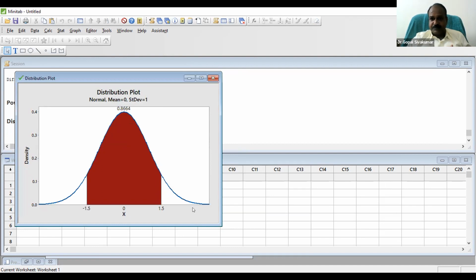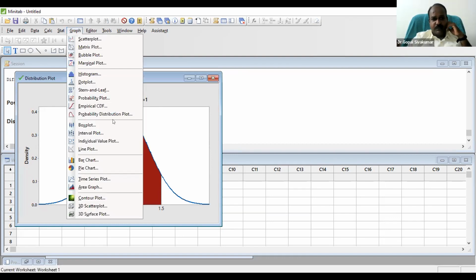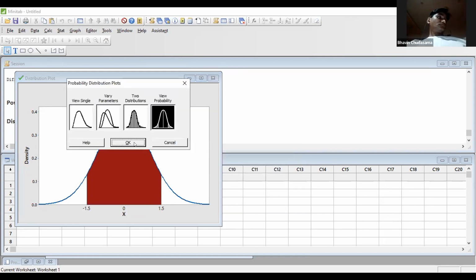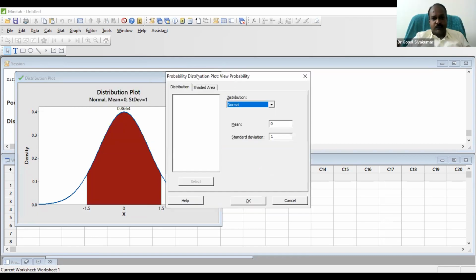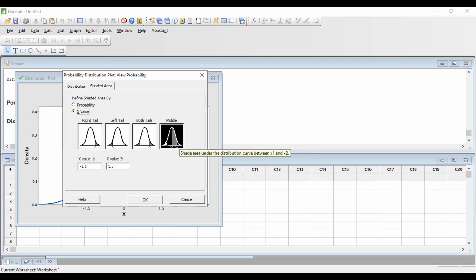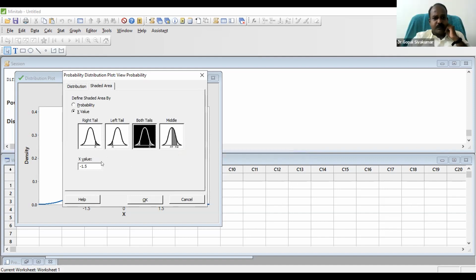Am I right? Yes. So let me show the outside area so that it will be a direct answer to your question. So I'm doing it again. Probability distribution with probability. This is normal, which is 0 and 1. Shaded area. Instead of taking the inside area, let us take the outside area, both tails. And the x value, both tails, yes, but the same value, right?